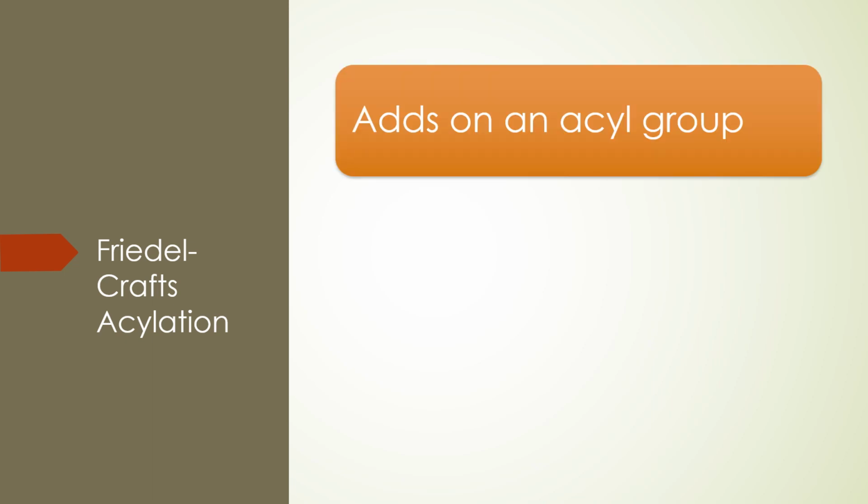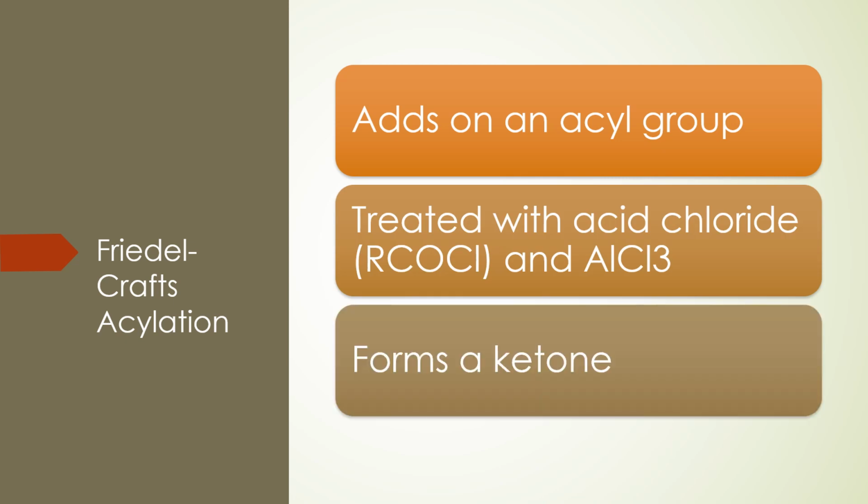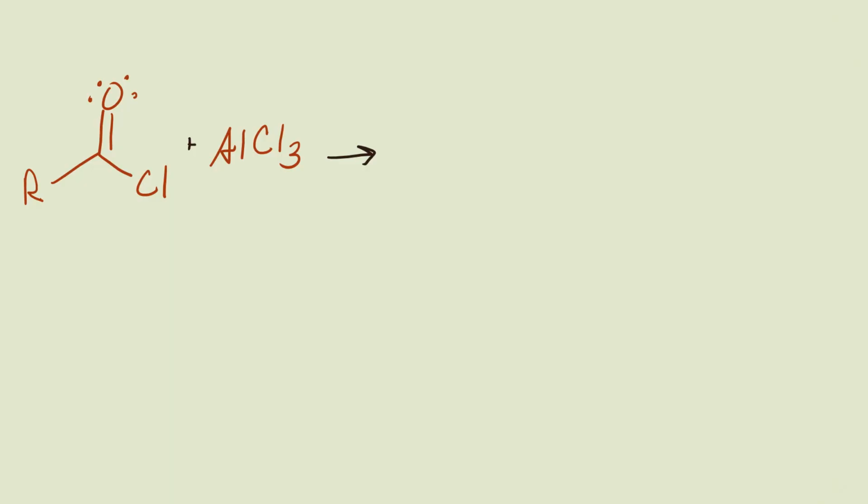In Friedel-Crafts acylation, we're going to treat a benzene ring with an acid chloride and AlCl3 to make a ketone. This reaction is called acylation because it adds on an acyl group to make a ketone. Let's go through the mechanism.